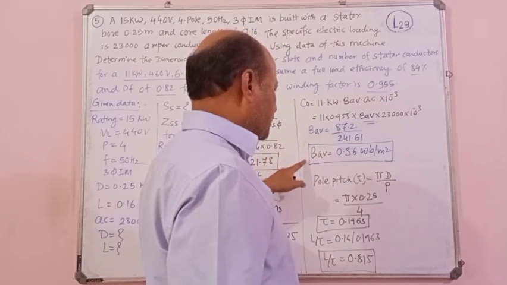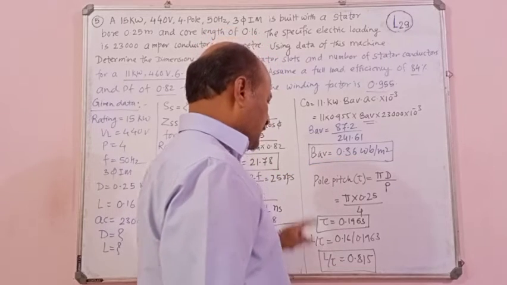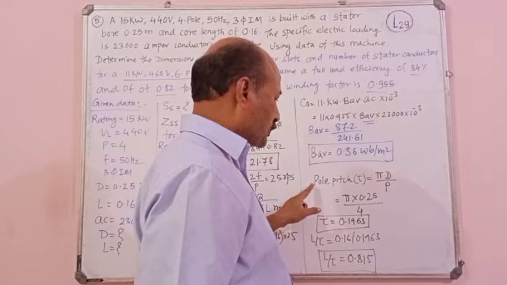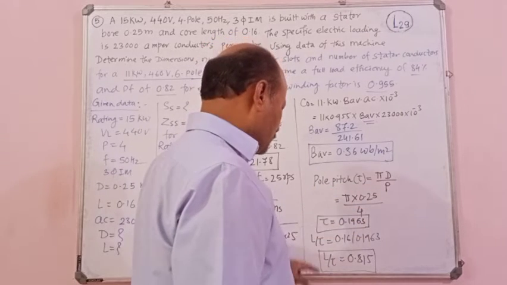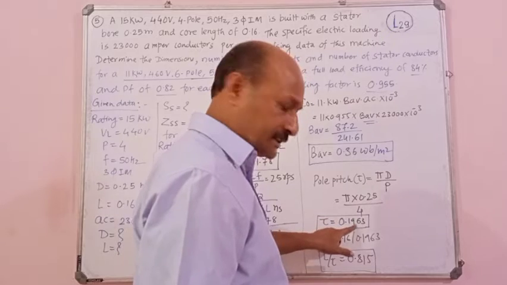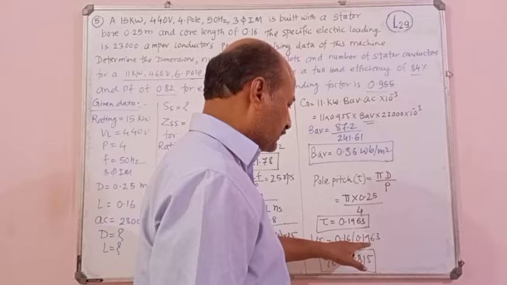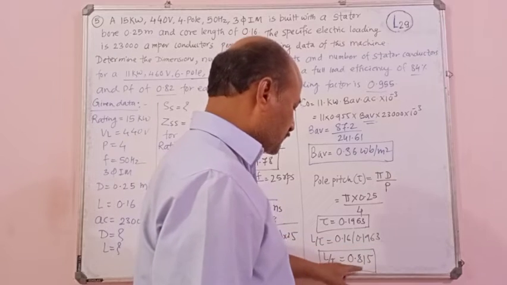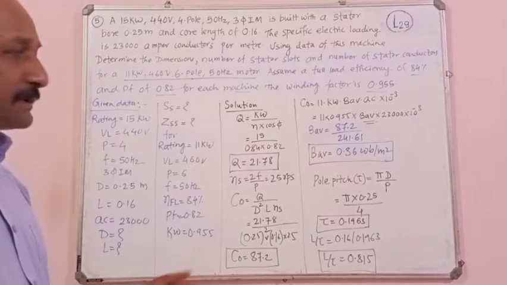In this way, you will get the value of B average equals to 0.36 Weber per meter square. Then try to calculate the pole pitch. Pole pitch tau equals to pi d by p, so pi into d divided by 4. So tau equals to 0.1963 and L by tau equals to 0.16 divided by 0.1963, so L by tau equals to 0.815. So this is the first part of the numerical.